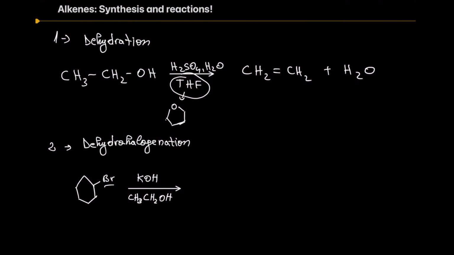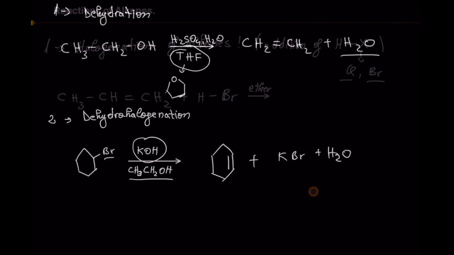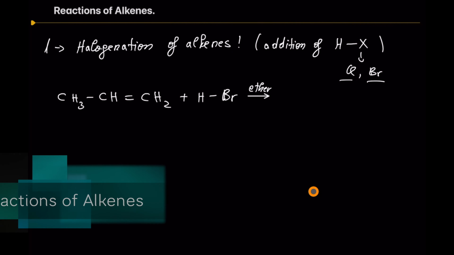As I said in the previous video, in an elimination reaction we have elimination of a small molecule, in this case water. Let's move to the second one, dehydrohalogenation: treatment of an alkyl halide with a strong base in the presence of ethanol as a solvent. It's going to give us the alkene plus the remaining products. These are the two common ways to synthesize alkenes. Let's start with the reactions of alkenes.